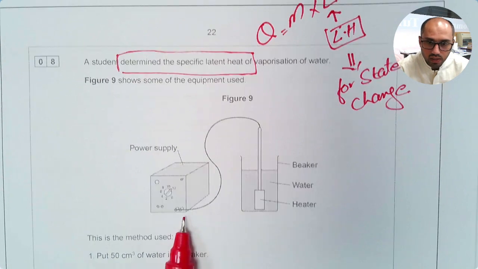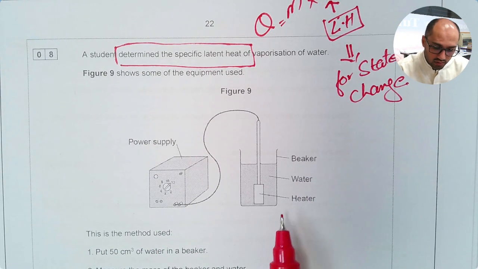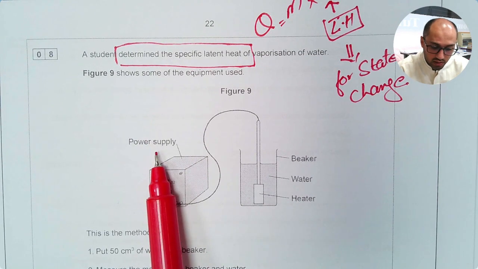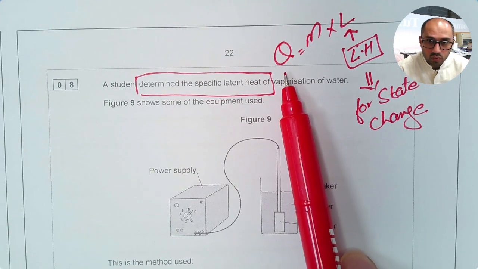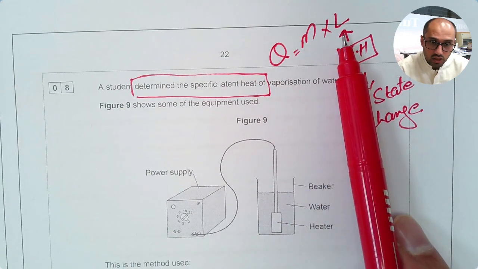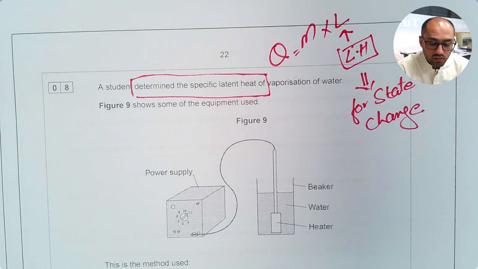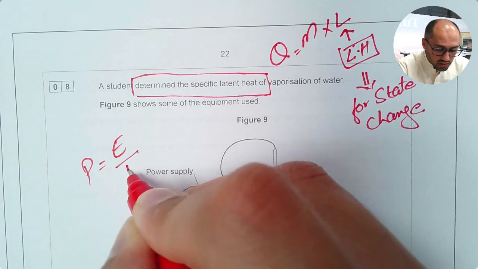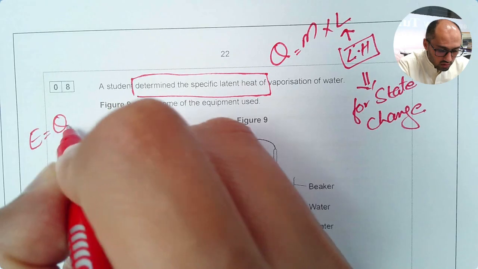So they've got the power supply, they've got a beaker, they've got water, and they've got a heater. Now this heater is supplying energy to the water. You've been given power supply. Now I will need a value of energy supplied in order to work out the latent heat. So how am I going to work out the value of Q? For that, I will use the equation P equals E over T, where E is basically equal to my Q.